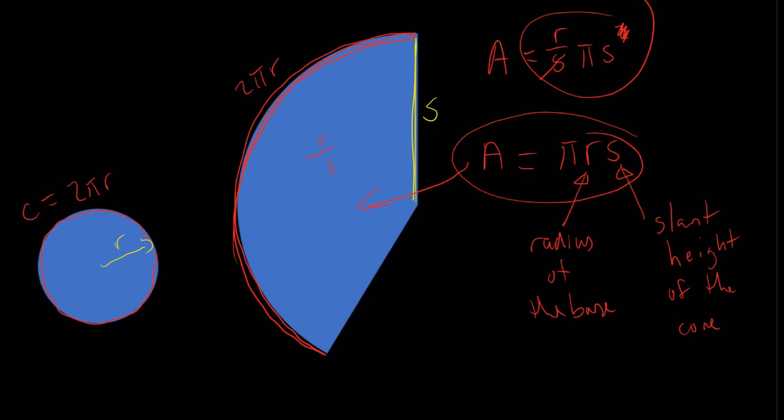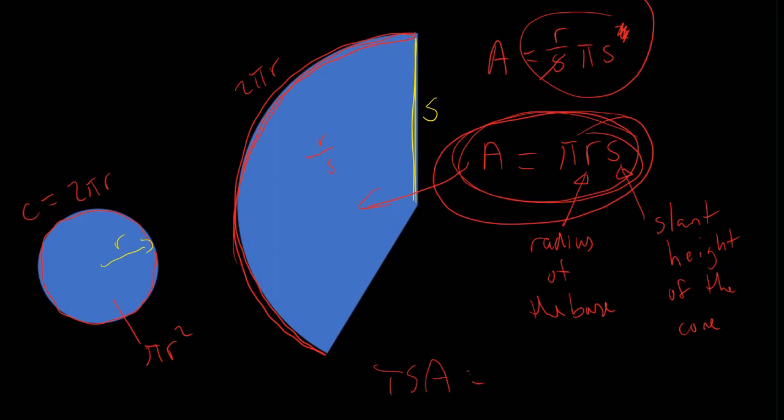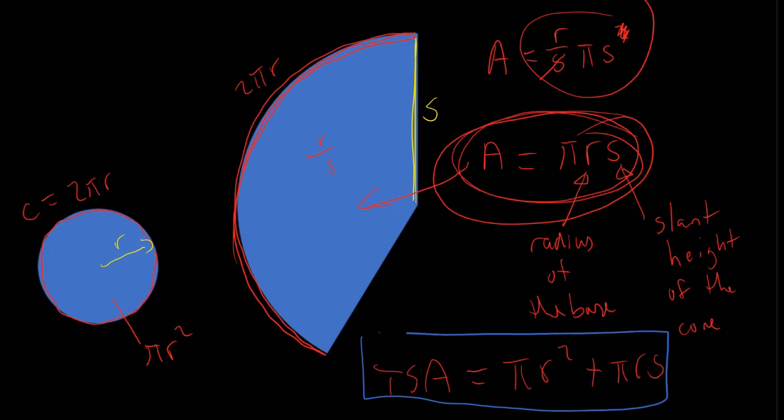So the total surface area is made up of two pieces. This area, which would be pi times radius squared, and this area here, which is pi r s. So the total surface area of a cone is equal to pi r squared plus pi r s. And I think that's a rather nifty little formula. And you can factorise it as you see on your formula sheet.